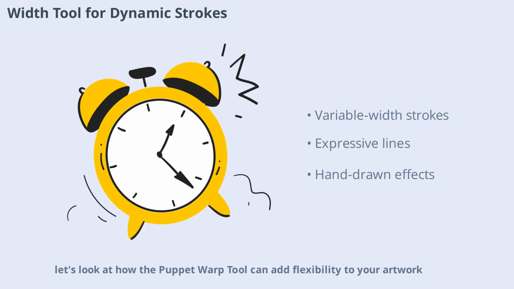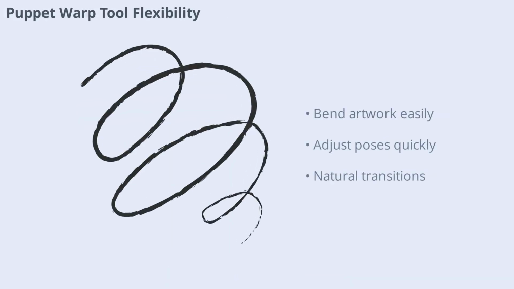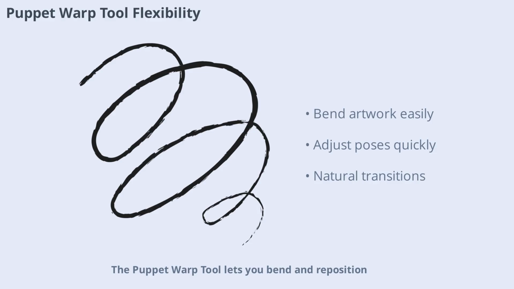Now let's look at how the Puppet Warp tool can add flexibility to your artwork. Puppet Warp tool lets you bend and reposition parts of your artwork as if it were a puppet. By placing pins on key points, you can move or rotate sections independently, making it easy to adjust poses or create dynamic illustrations. This tool is especially useful for character design, animation preparation, and tweaking complex shapes. Puppet Warp maintains smooth transitions between points, so your edits look natural. With practice, you'll find this tool indispensable for adding movement and personality to your vector creations.